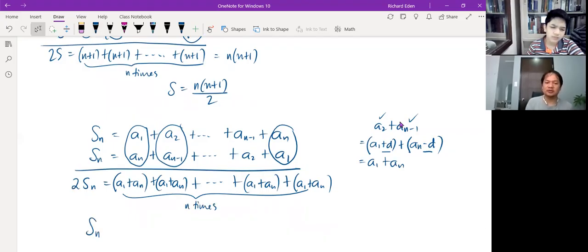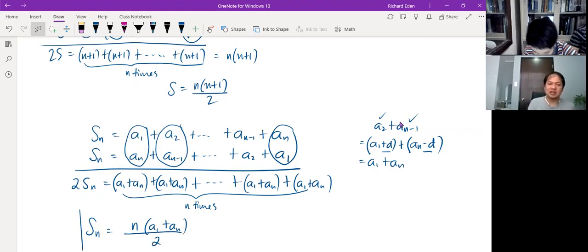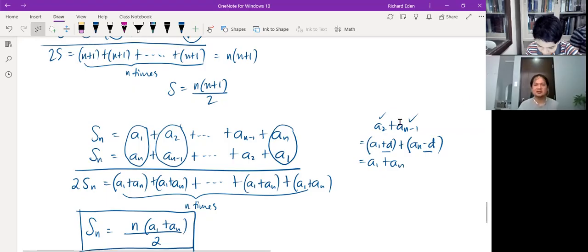So therefore, the sum of the first n terms is a1 plus a sub n multiplied by n, because that's the number of times this sum appears, and then divided by 2. You have seen this before, Joshua? This before, but I did not memorize it. All right. Ayun, actually, there is another formula, but this is what I primarily memorize.